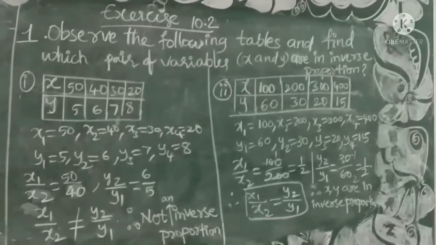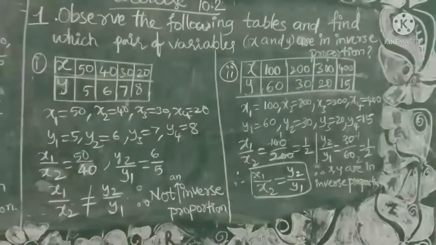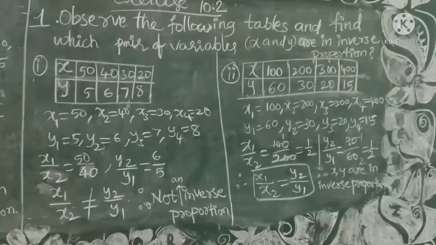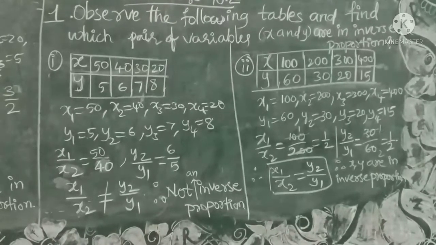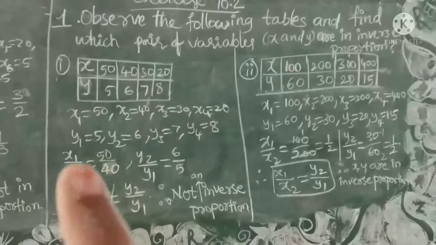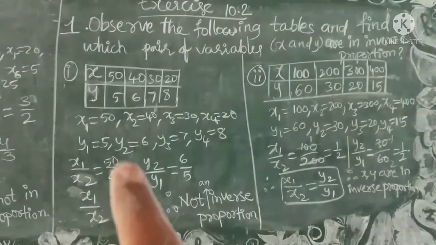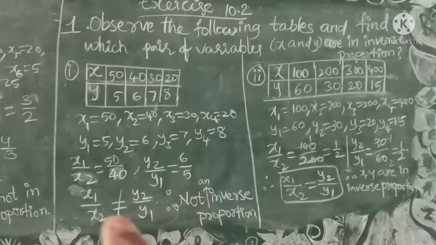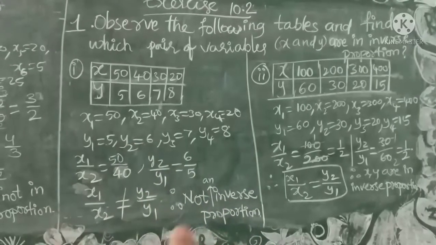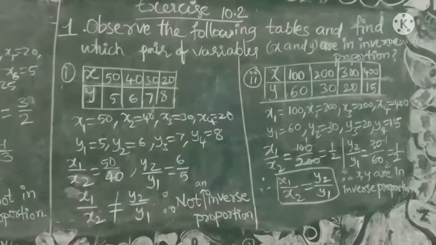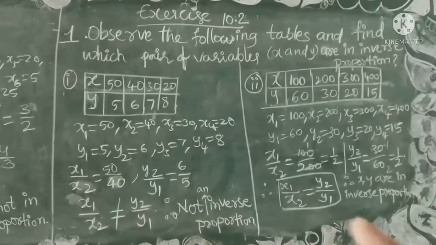Exercise 10.2, first bit. Observe the following tables and find which pairs of variables x and y are in inverse proportion. First, given 50, 40, 30, 20 as x and 5, 6, 7, 8 as y variables. We have written x1, x2, x3, x4, y1, y2, y3, y4. x1 by x2 is 50 by 40, y2 by y1 is 6 by 5. In this case we get 5 by 4 and here 6 by 5. These two are not equal. So directly we can say the inverse proportion condition is not satisfied here. Therefore x, y are not in inverse proportion.